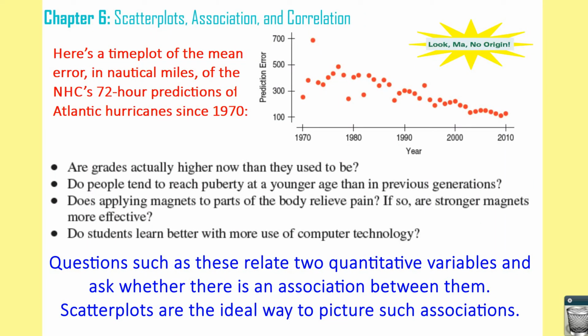Hello. Today we're going to talk about Chapter 6, which is scatter plots, association, and correlation. Okay, so a big part of statistics. Well, everything's a big part of stat, it seems. All right, anyway.